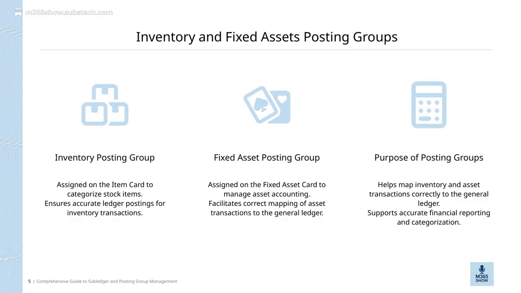Similarly, for inventory, we assign a fixed asset posting group on the item card. This categorizes stock items properly, which is vital for accurate ledger postings whenever inventory transactions occur. To summarize, these inventory and fixed asset posting groups are key tools that support our overall goal of accurate financial management. They help us categorize and map transactions correctly, which in turn supports reliable reporting and compliance. This is all part of our broader effort to streamline financial processes and maintain data integrity across the system.